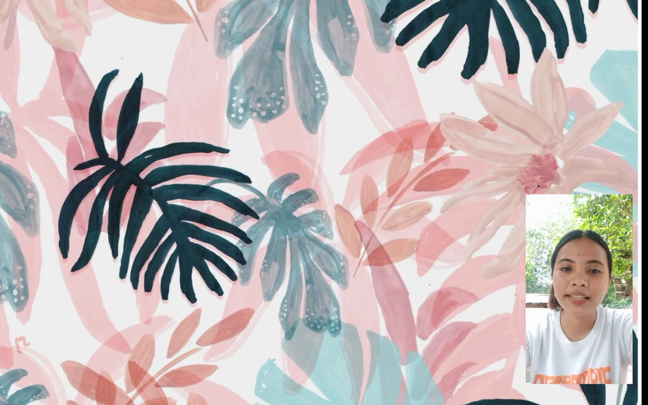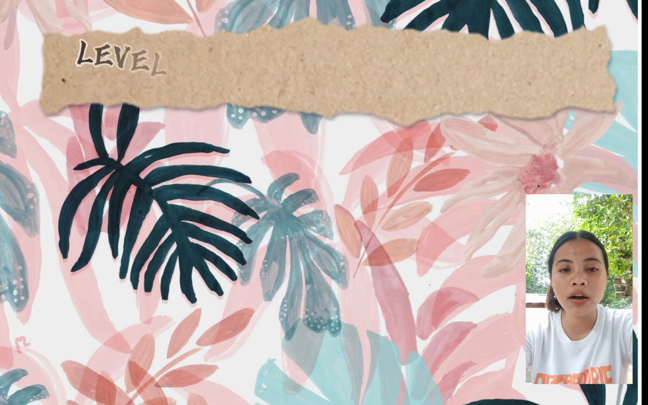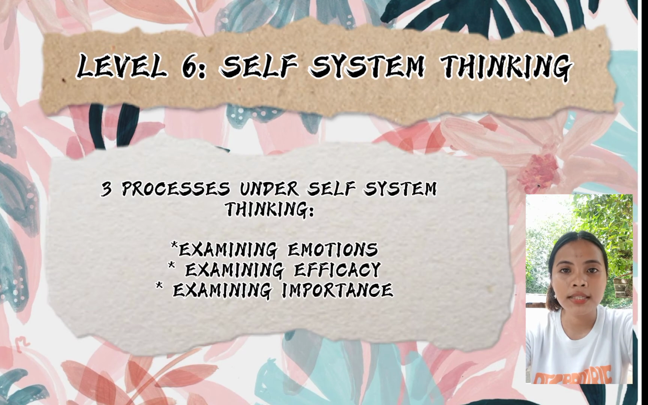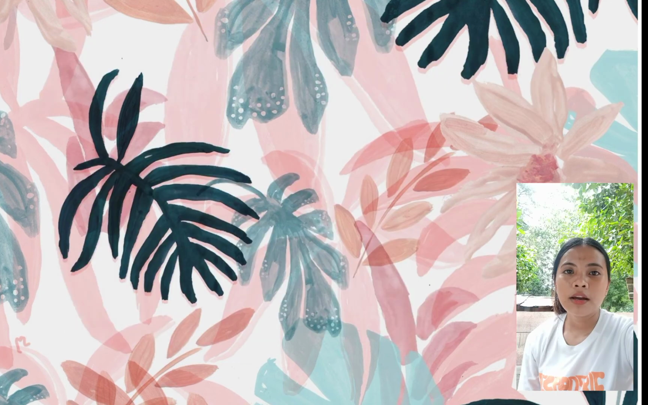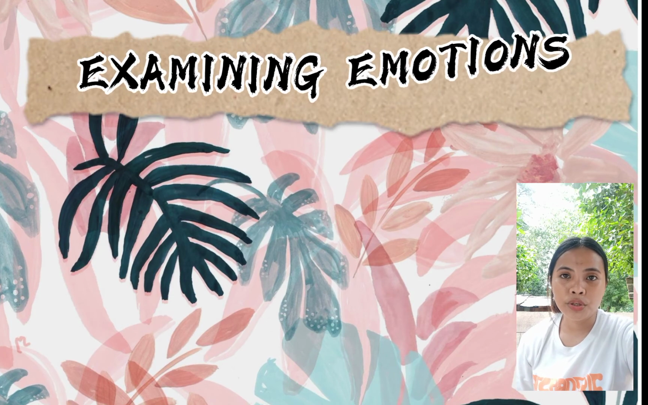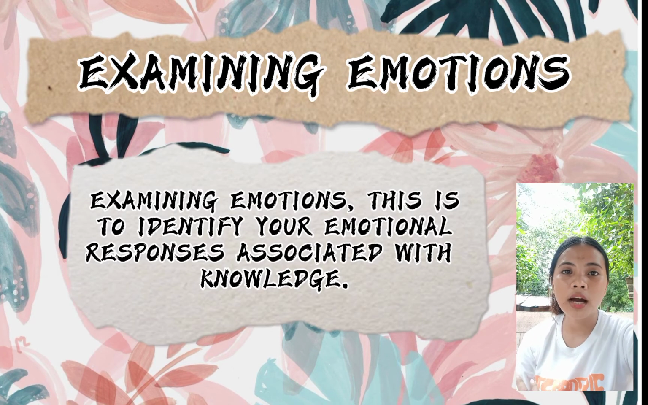So now let's proceed to the 6th level of difficulty, which is self-system thinking. Under the self-system, there are 3 processes. Those are examining emotions, examining efficacy, and examining importance. The first is examining emotion. This is to identify your emotional responses associated with knowledge.